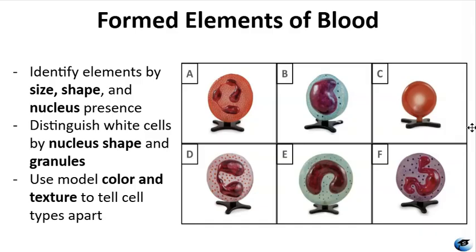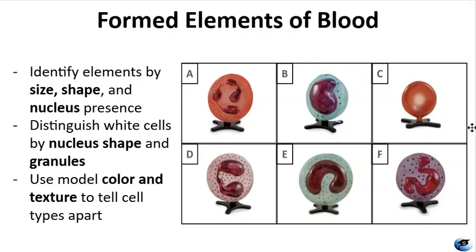For example, red blood cells, they're going to be smaller. They don't have a nucleus. White blood cells are generally quite large, and they do have distinct nuclei. Then, to distinguish among the different types of white blood cells, observe the shape of the nucleus first, and then determine if it has or does not have granules in the cytoplasm. This is how you're going to tell the difference between neutrophils, eosinophils, basophils, lymphocytes, and monocytes.